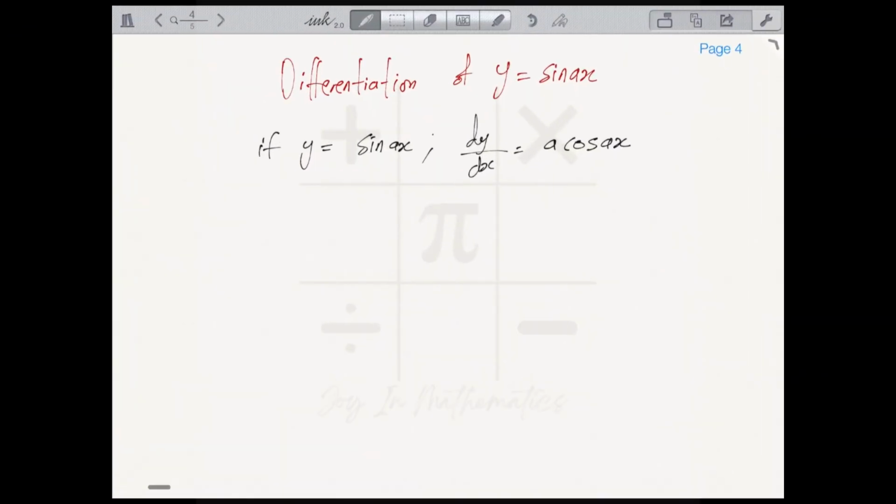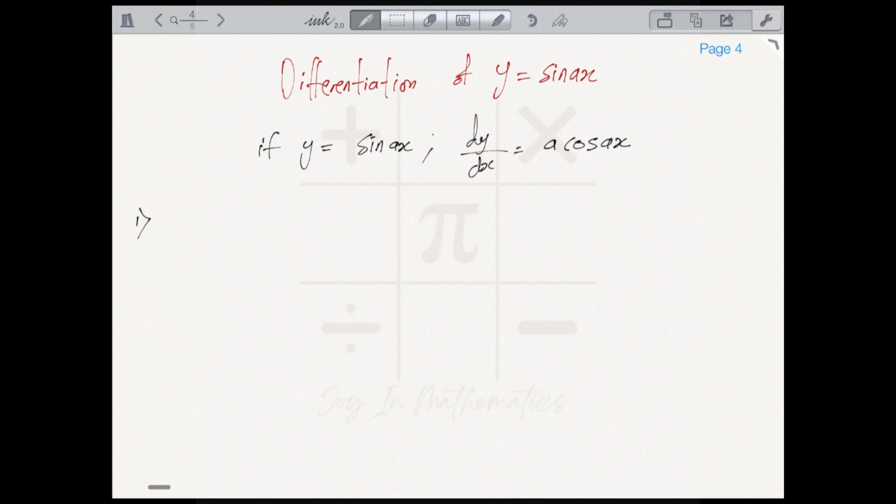In this video, we'll be talking about differentiation of y = sin ax. It's also one of the standard derivatives. If y = sin ax, then dy/dx = a cos ax. Now let's take some examples.